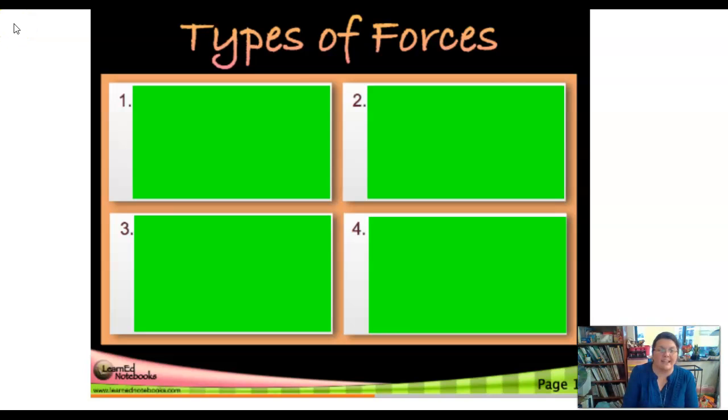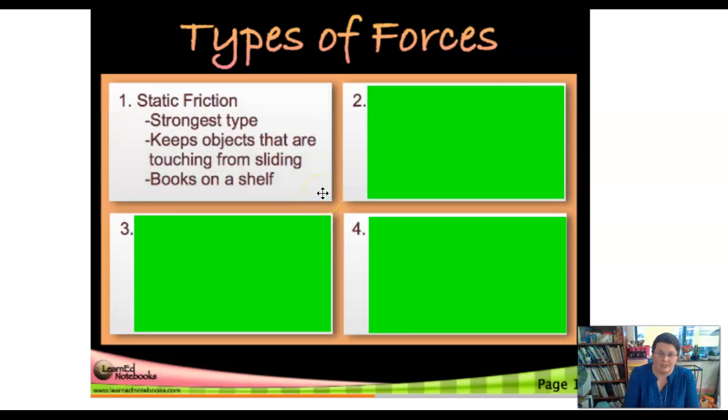All right, so we're in lesson 4, part 2. We're on page 13 in our Learned Notebook, and we are going to be discussing the 4 types of friction that affects motion. So please make sure to pause the video as you need and to make the notes that are on the screen. So the first type of friction that we're going to be talking about is static friction.